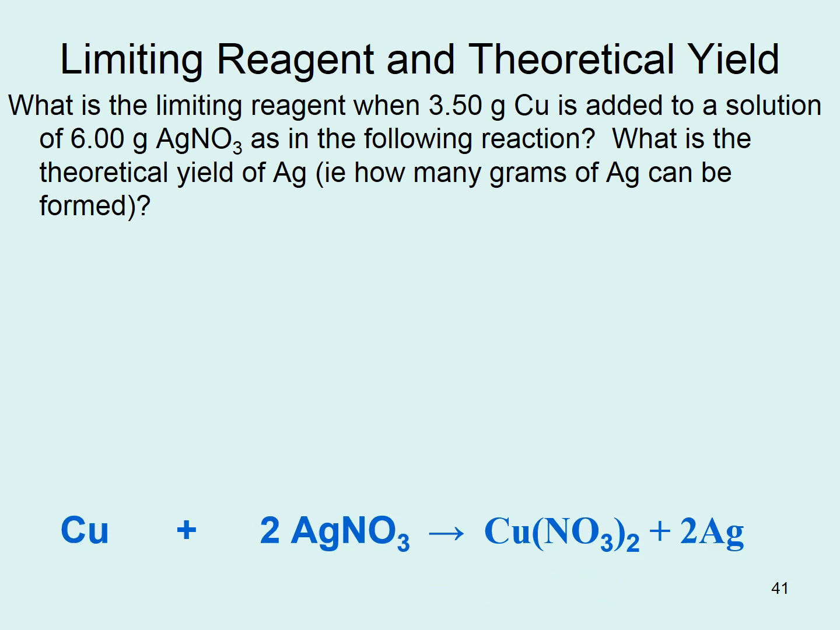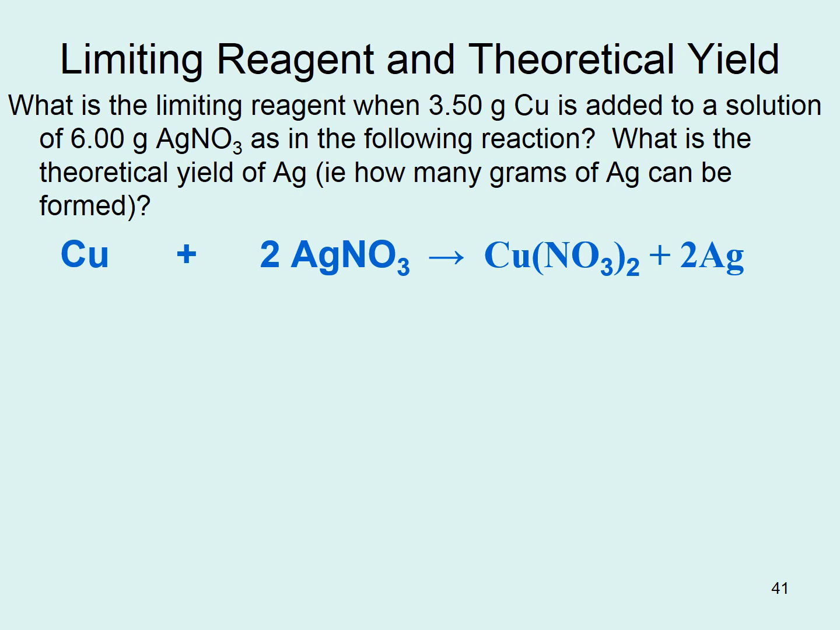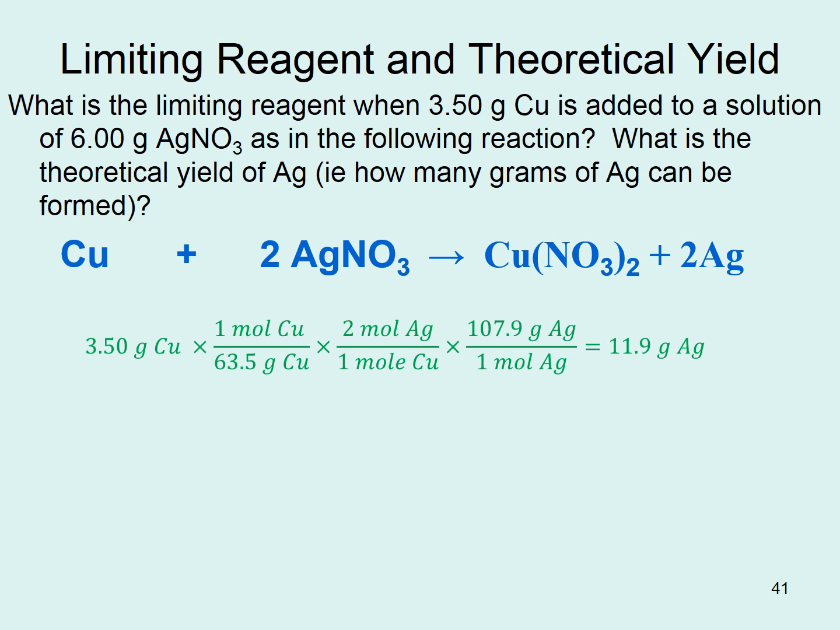All right, so again, here's our reaction. Let's take our copper, 3.5 grams of copper. We have to do our 3 steps. We have to first convert grams of copper to moles of copper, dividing by the atomic weight of copper. Then we know that we're going to make 2 moles of silver for every 1 mole of copper, so we have to multiply by 2. And then we're going to multiply by the atomic weight of silver, 107.2, which gives me 11.9 grams. So 3.5 grams of copper will produce 11.9 grams of silver.